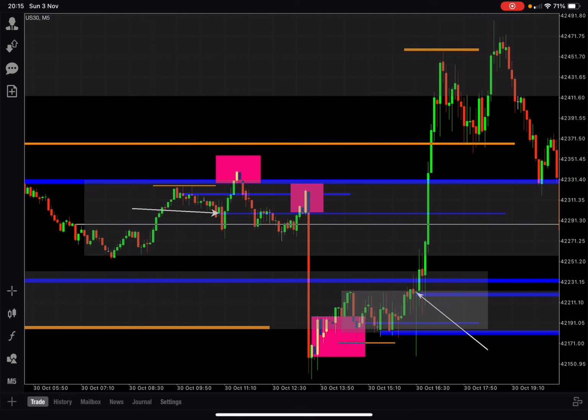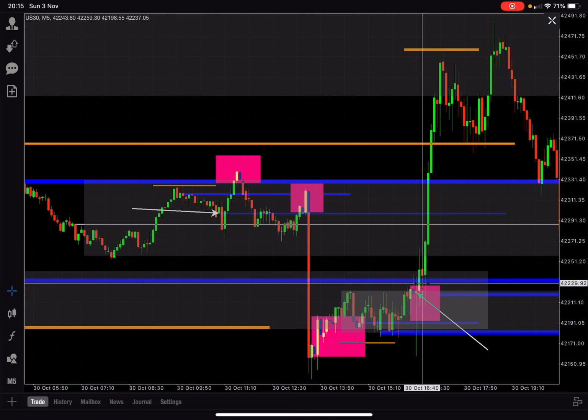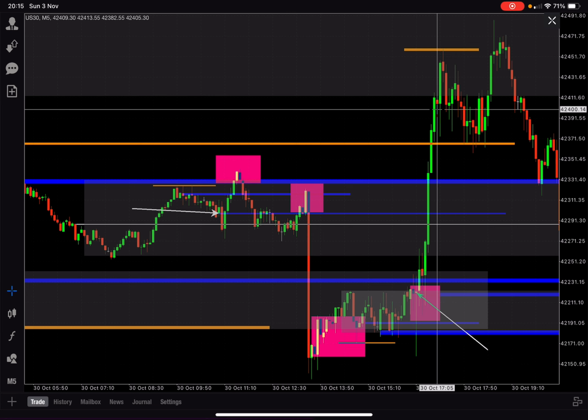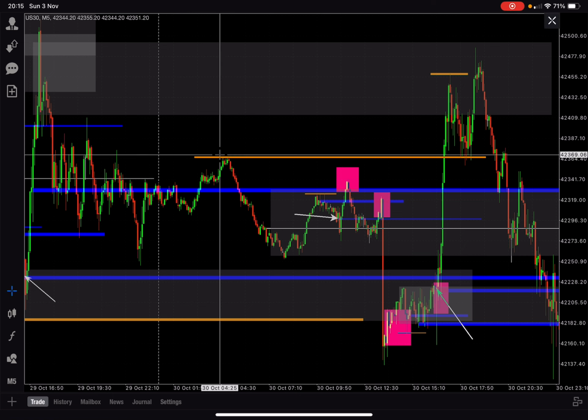I in fact took a buy from here, but then got closed early. So that is a valid buy setup on the open, pushing down, taking liquidity, then showing bullish pressure towards the upside. And that pushes all the way up, takes the Asian session high. That's where you would take most profit.